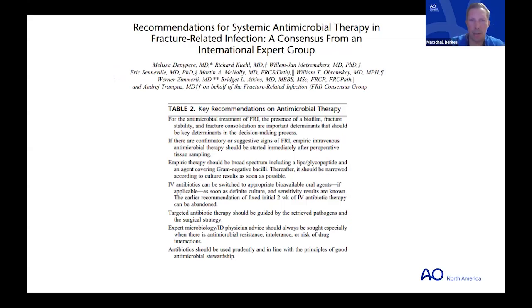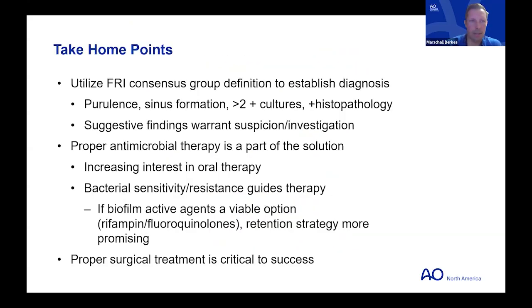So, bottom line, some key recommendations when just thinking about antibiotics. And again, this is out of one of these fracture-related infection consensus group papers. I encourage you all to read these. They're quite helpful. There are a lot of factors that go into it, but the bottom line is starting with a broad spectrum empiric regimen and then tailoring down based on the perioperative tissue sampling. Consideration, in fact even suggestion, that switching from IV to oral is certainly an acceptable answer. And again, treating based on the pathogens is the name of the game, and then involving other specialists and being good stewards of antibiotics is important.